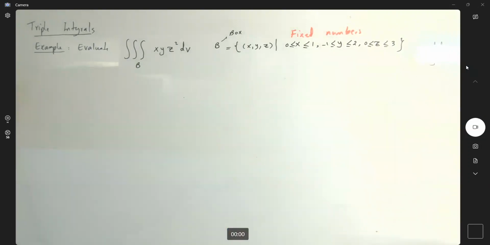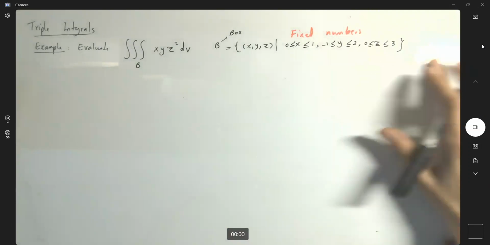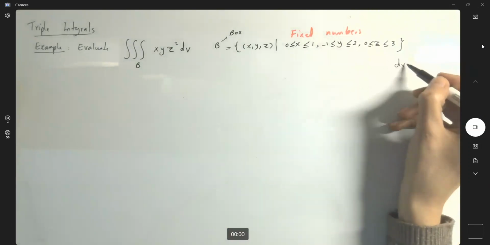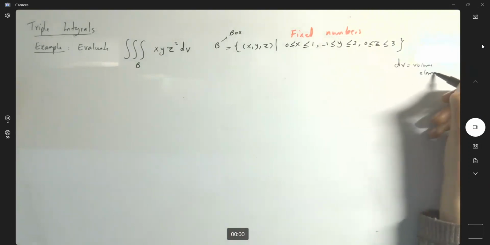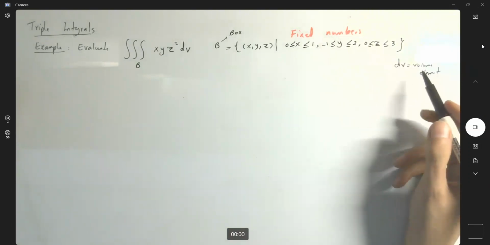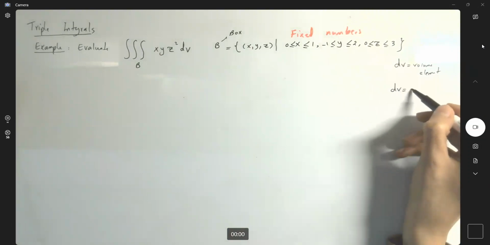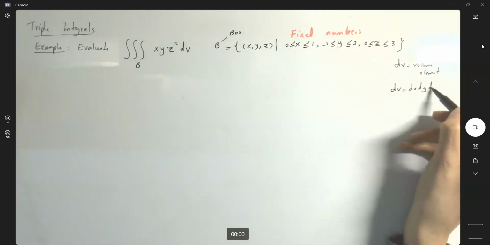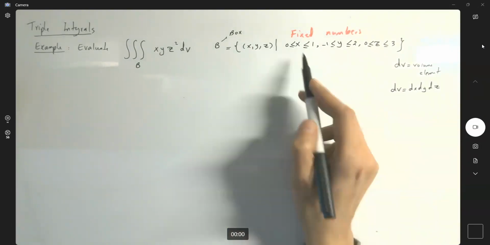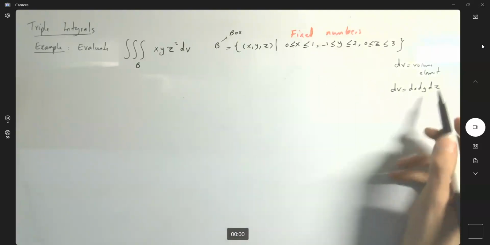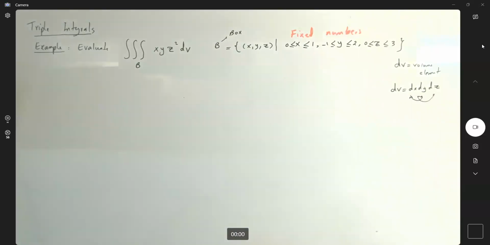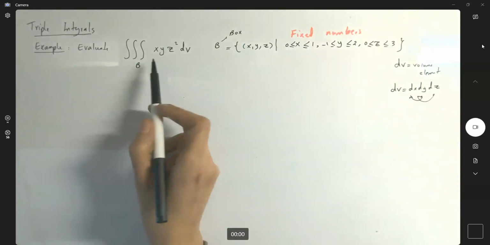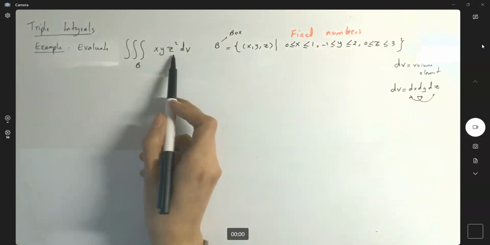We have the same thing when it comes to dV. dV, or the volume element, this is its name, is denoted by dx dy dz. And when we have fixed numbers, we can switch between these differentials. So we'll take a look at this. Here I have x times y times z squared.